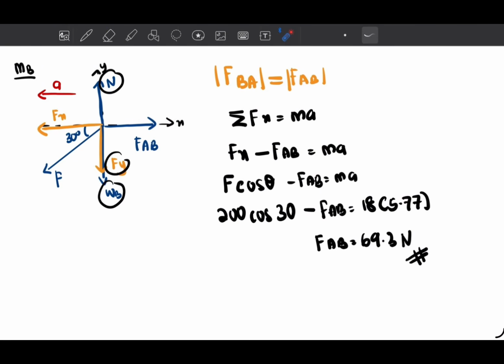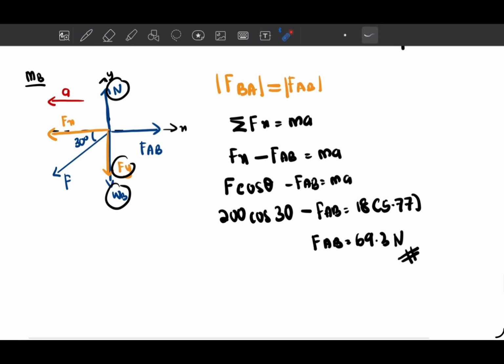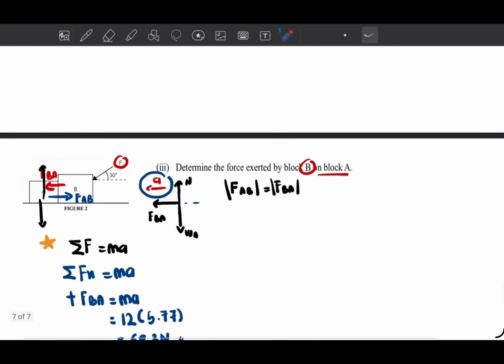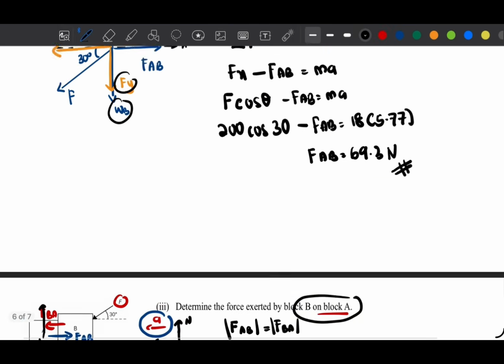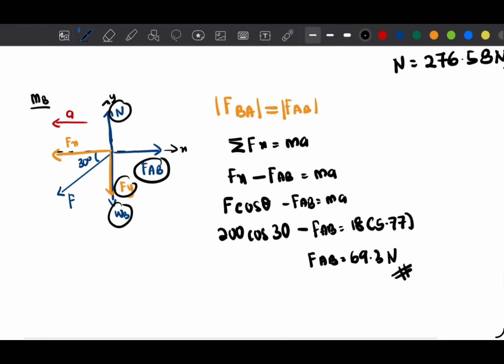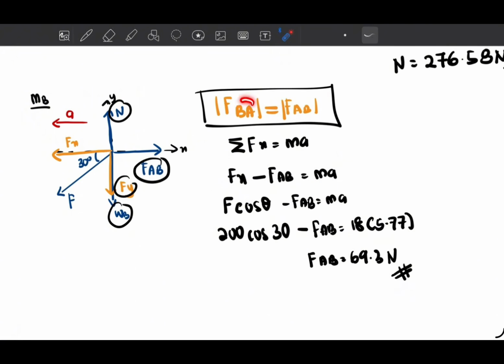What I'm trying to convey here is that you have two options on how to solve the question. Since you have already got the free body diagram for object B, even though they ask for the force exerted on A, since this is an action-reaction force, can it be solved by finding this force? Yes, because they are the same. You can simply state that the question has asked for the force by B on A, but you know that the force by A on B is the same, so you find the force by A on B, and you get the answer.